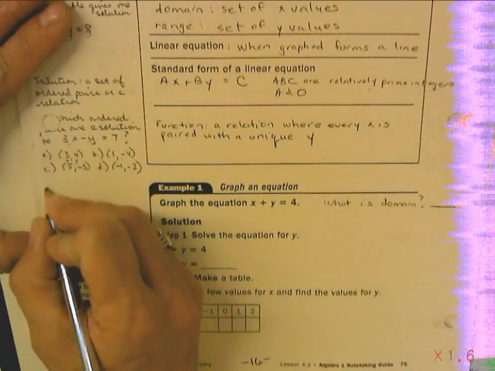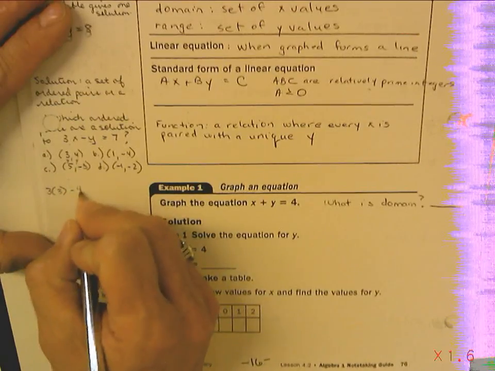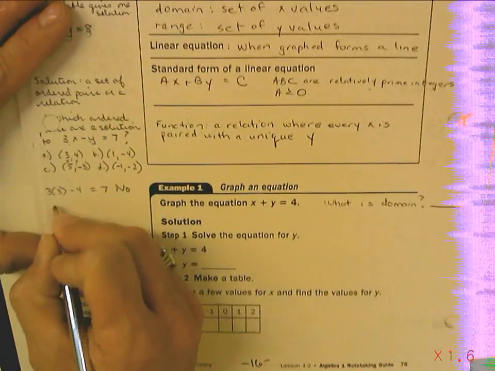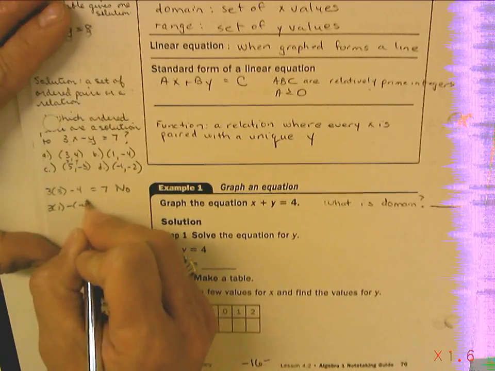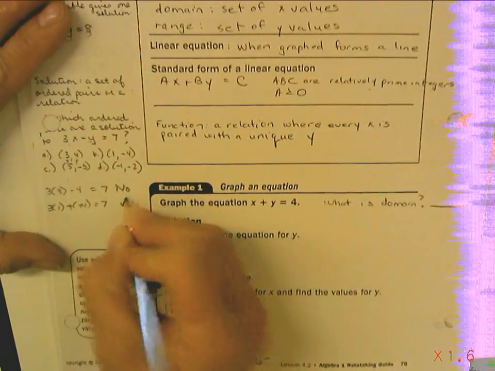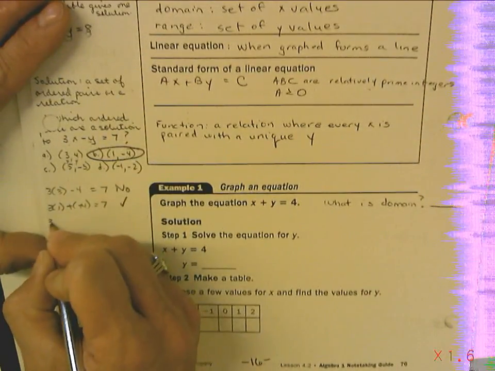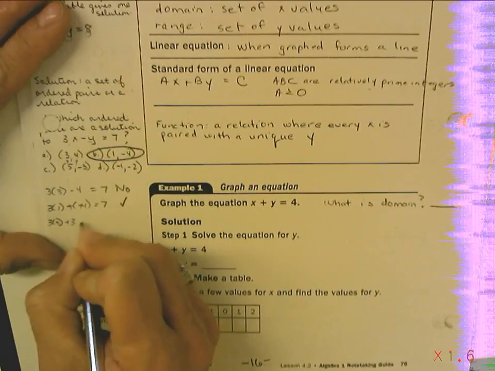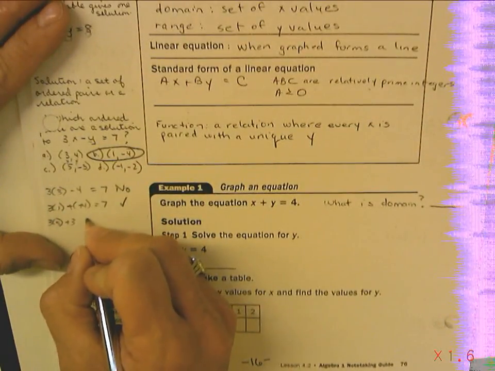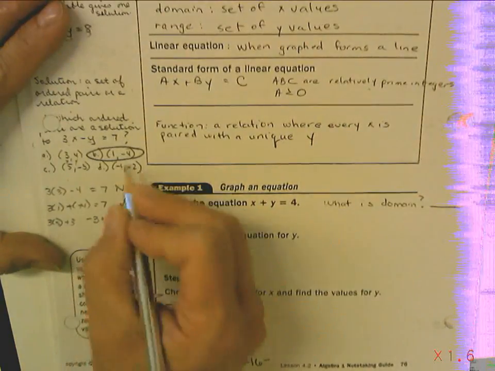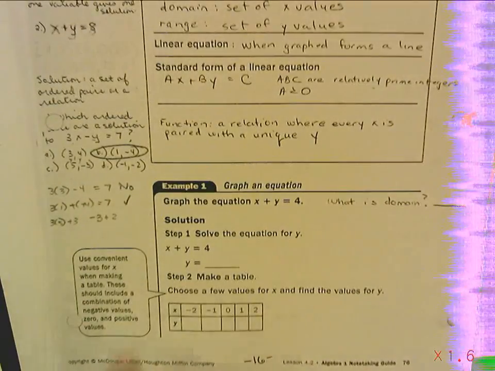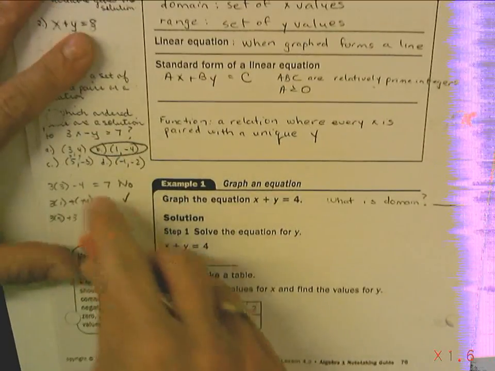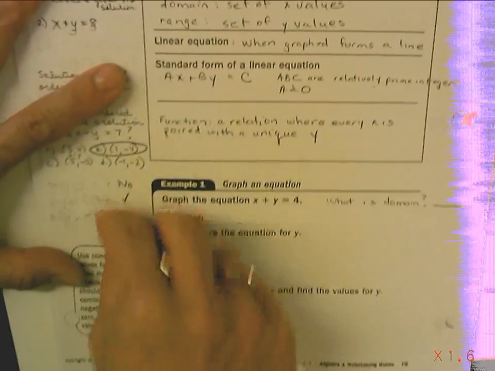So this is x, this is y. So 3 times 3 minus 4, does that equal 7? No. 3 times 1 minus negative 4, does that equal 7? Yes. So B works. 3 times 5 is 15, plus 3 is 18, so C does not work. Negative 3 plus 2 is negative 1, so D doesn't work. So in this case, the only solution is B. So the only way to determine if these are solutions is plug it in and see if it works.